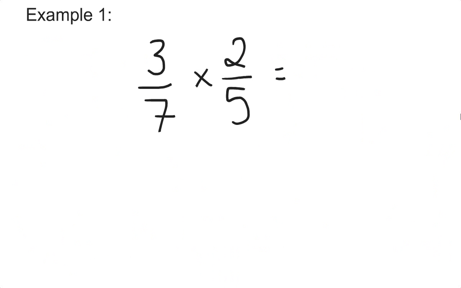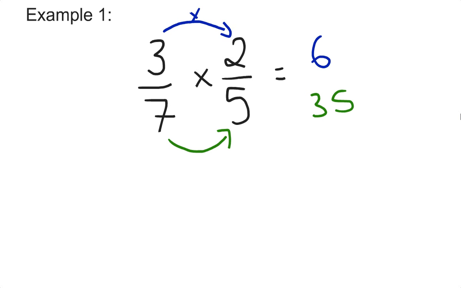This is example 1. And for multiplying, it's not as hard as it looks. We just get the 3 and we multiply it by the 2, so that gives us 6, and we do the same on the bottom. 7 multiplied by 5 gives us 35. Simple. But don't forget, make any notes that you need. For instance, I like to say times by the top and times the bottom, but it's up to you.